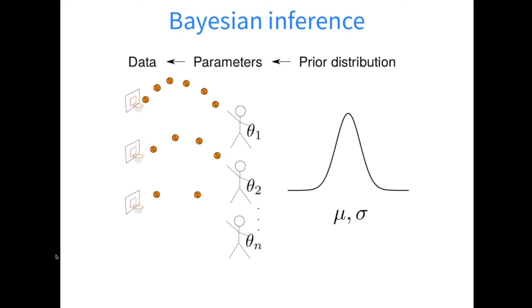So an alternative would be to use something like Bayesian inference, where we assume that there's some prior population distribution of shooting ability across the entire collection of NBA players, parameterized maybe by a mean and a standard deviation. And each player, each of these stick figures, gets a shooting ability drawn from that distribution. Those players then take shots, which comprise the data, which tell us about the parameters for each player.